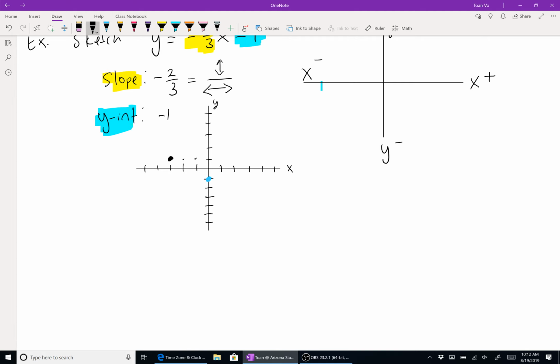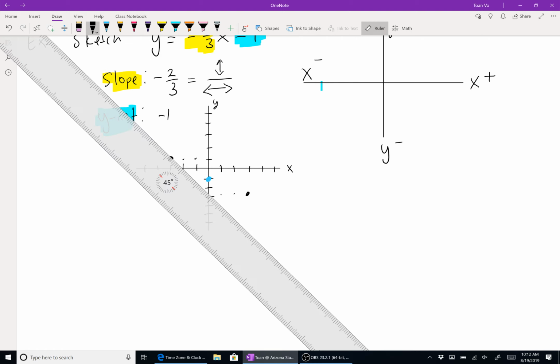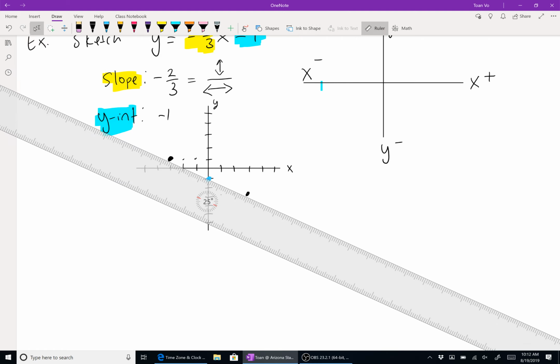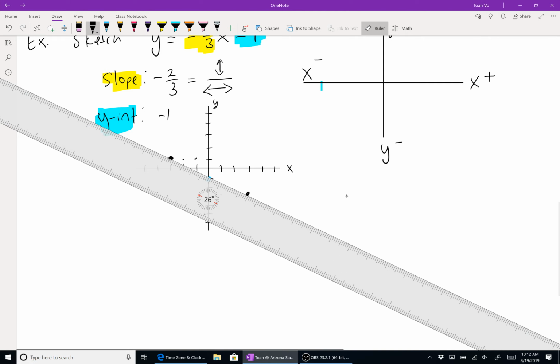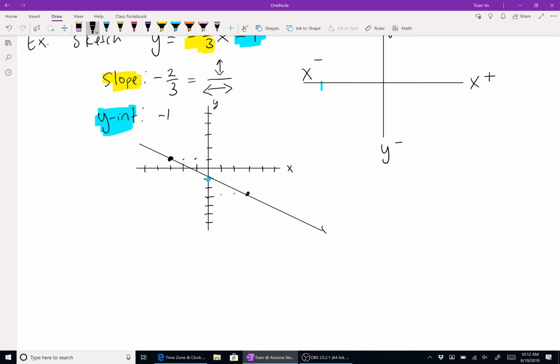Or I can go down 1, 2, but since I went negative, that forces me to go right 1, 2, 3. However you want to move, all you've got to do is listen to your slope. Once you get about 2 or 3 points, break out a straight edge and connect the dots. There is our line. Easy peasy.